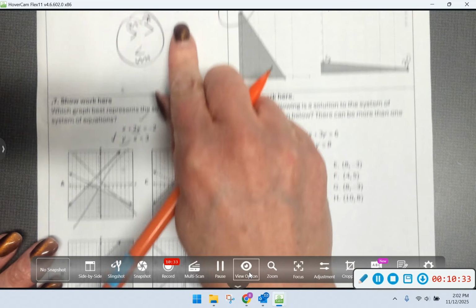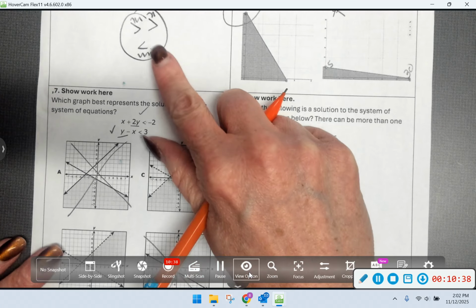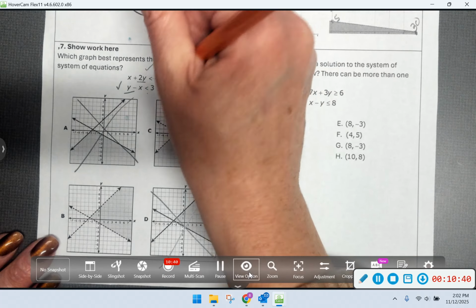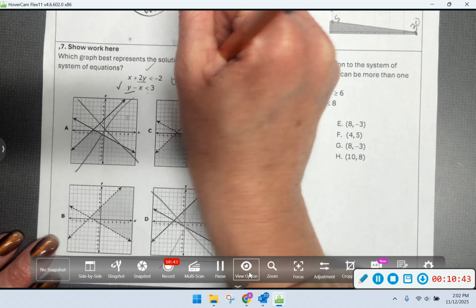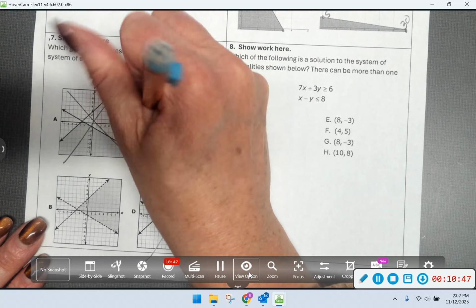So again, we're going to use Slim Shady. We have a lot of less than on this paper. Both of these are less than, so it's going to look like his nose. So I need to shade below. So which answer choice has both of them shaded below? And that would be C.